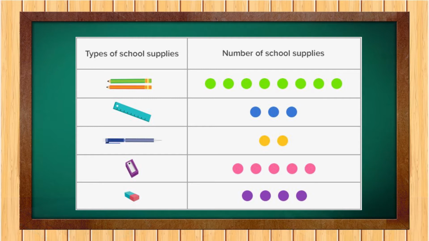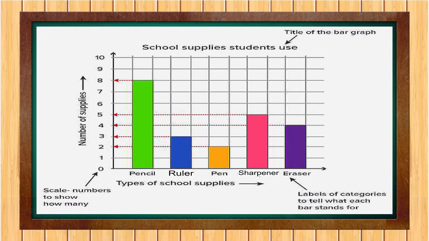Now that we have our data organized in a beautiful pictograph and it's easier for us to understand, we can now draft our bar graph, okay? To begin, a bar graph has a title. That's the little words or the sentence at the top of the graph, right? It tells the person who is looking at the graph what the data is representing. So in this case, our title is School Supplies Students Use. That's our title.